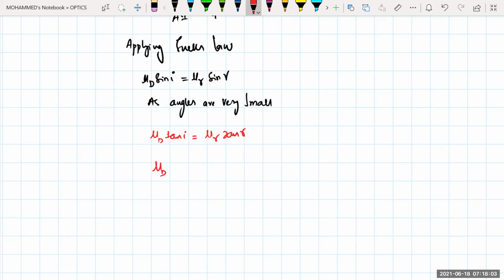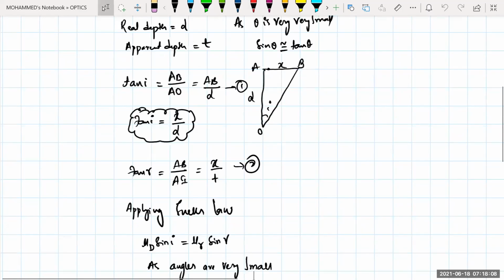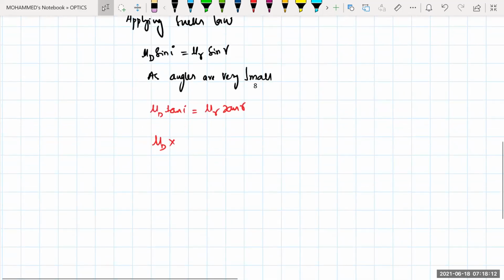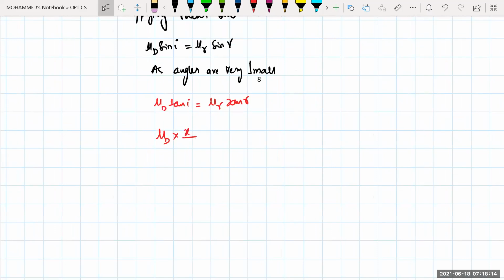So I can write refractive index mu d into tan i. What is the value of tan i? Tan i is equal to x by d. So x by d is equal to the refractive index of rarer medium into x by t. This one and this one will get cancelled. So I can write the refractive index of the denser medium divided by the refractive index of the rarer medium is equal to d by t.